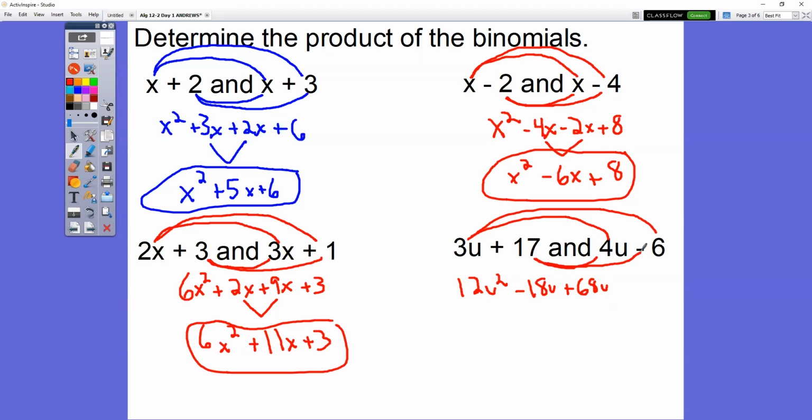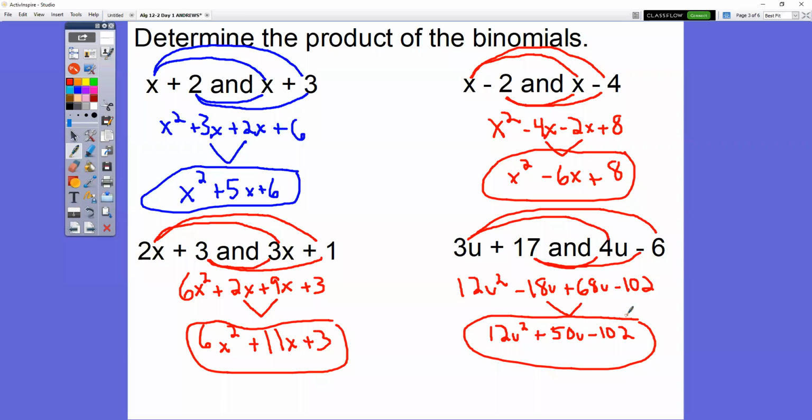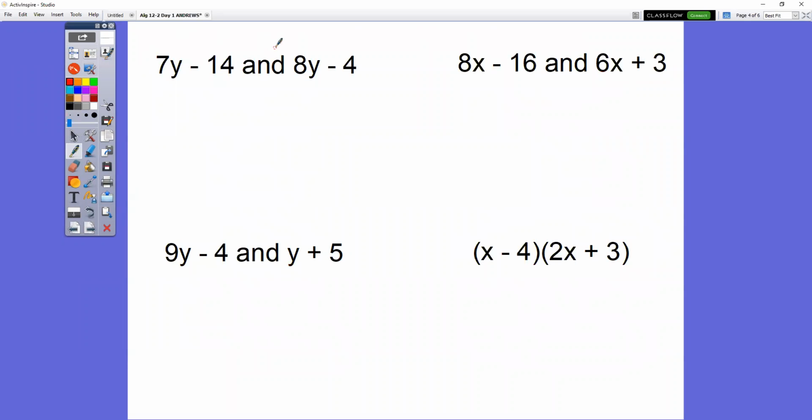And 17 times -6 is -102. Add together your inners and your outers, combining your like terms. So we have 12u squared. -18 plus 68 is 50u. And then minus 102. And that would be our answer. So you just got to be careful with your pluses and your minuses, your negatives and your positives.